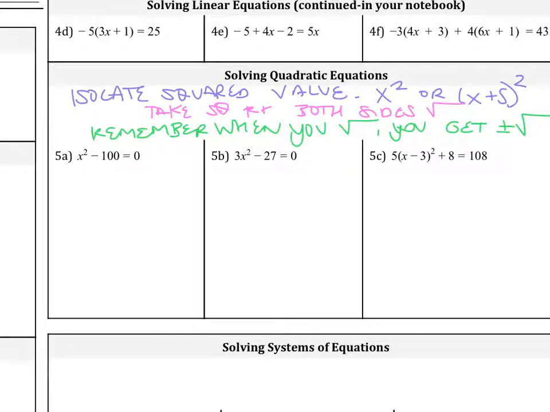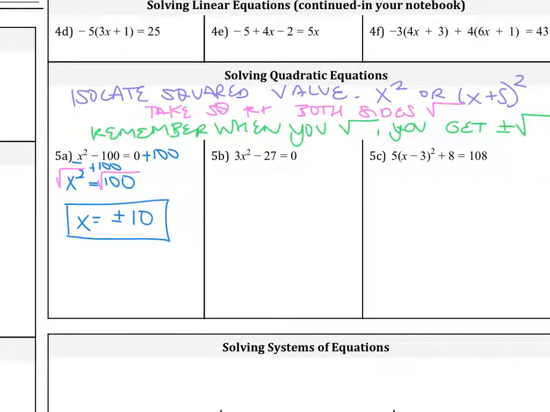So in this first example, we have x squared minus 100, so let's isolate this squared value. We're going to add 100 to both sides, so we get x squared equals 100. Then to get rid of that square, let's square root. So we get x equals plus or minus the square root of 100, which is 10. So x equals 10 and x equals negative 10.